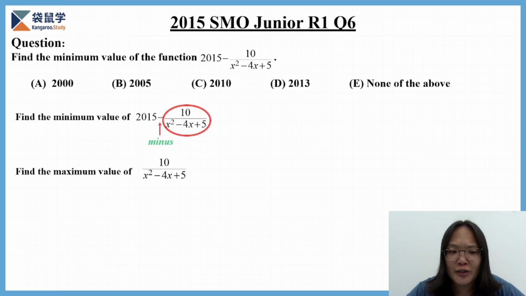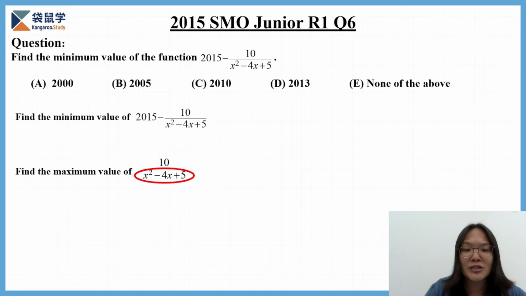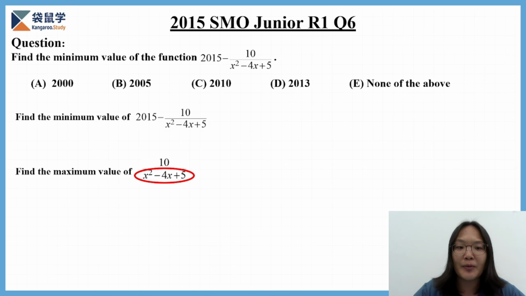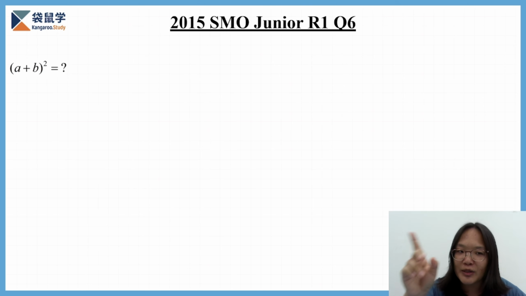And let's check. For this fraction, the numerator is a fixed number, so we can put it aside and only look at the denominator. X squared minus 4x plus 5. So let's see, what are the basic properties for squares? Let's take a look. When we have a plus b, then we take the square. What should be the end result?